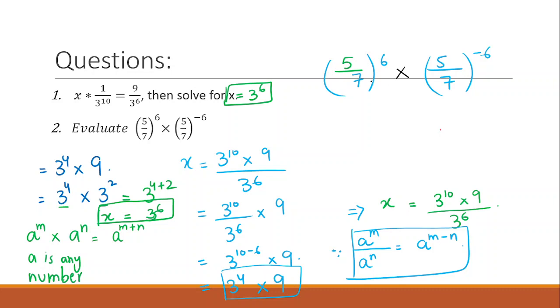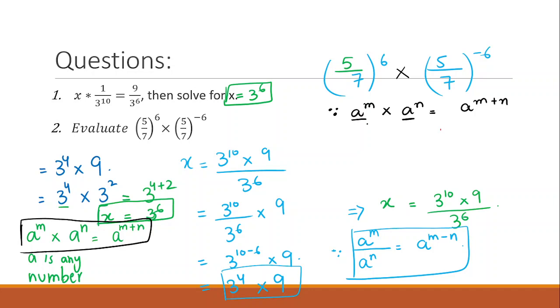Okay, so this is the same thing, right? If you recall the product rule, I'm just writing the product rule again: a to the power m multiplied by a to the power n equals a to the power m plus n. If you see, the base a is the same. a is any number. It can be 0.2, it can be 2, 4, 6, negative 2, any number. Just these two a's should be the same. Powers can be negative, positive, anything.